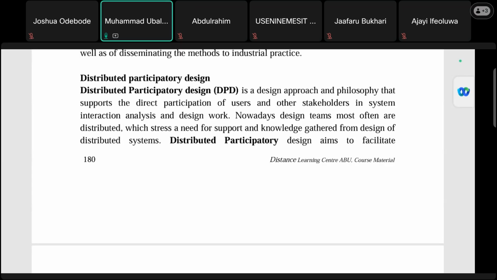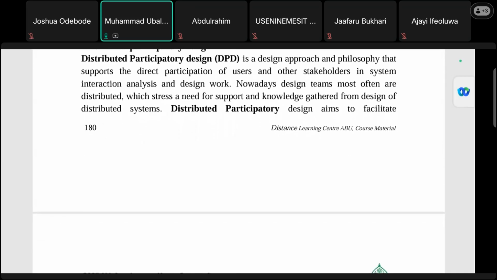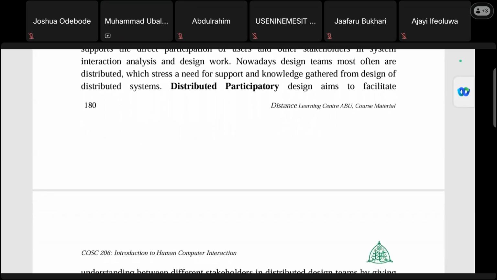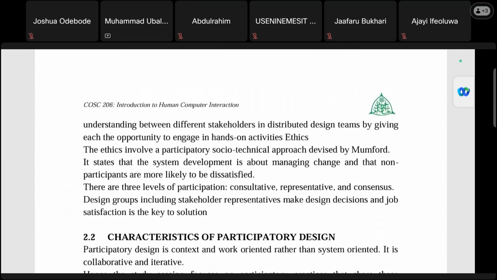And secondly, it enhances communication and shared understanding because people tend to share ideas in real time and they tend to participate with each other without any boundaries. And lastly, it encourages hands-on participation across stakeholders. So that is one thing about distributed participatory design. It allows for this aspect of distance participation.